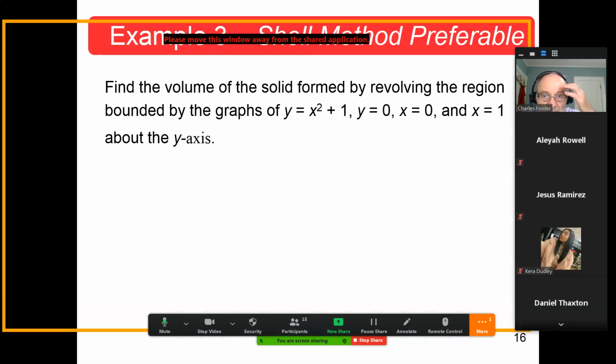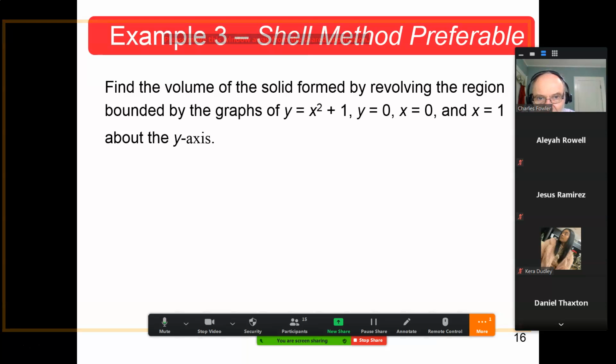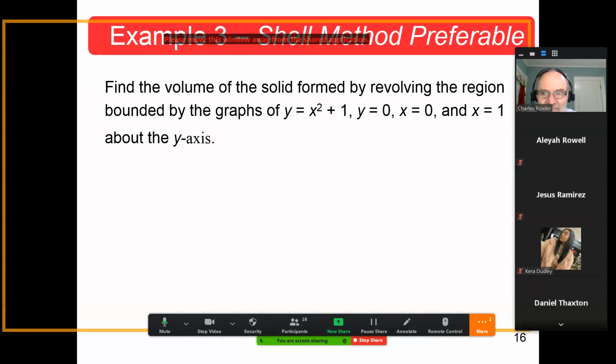Okay, example 3 here. Find the volume of the solid formed by revolving the region bounded by the graphs of y is equal to x squared plus 1, y is equal to 0, x equals 0, and x equal 1 about the y-axis. Now that's enough things to be revolving, isn't it? So let's go to the whiteboard.